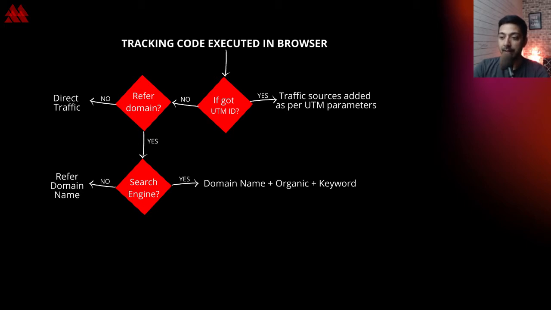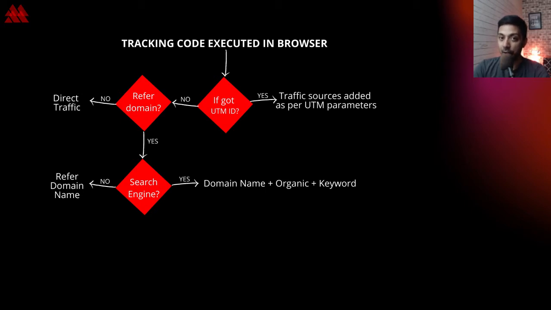But in case a referring domain is found, the answer is yes, then there are two conditions. It will check if that referring domain is a search engine. If the answer is yes, then it will be added in Google Analytics as the search engine name in the source or medium, and it will be under organic traffic, and it will also capture the keyword by which the visitor came from that search engine.